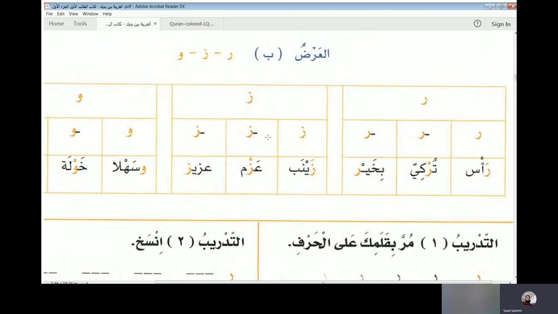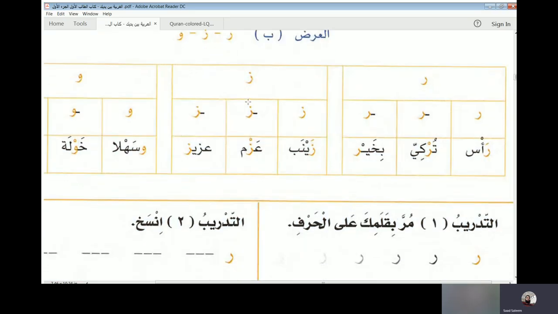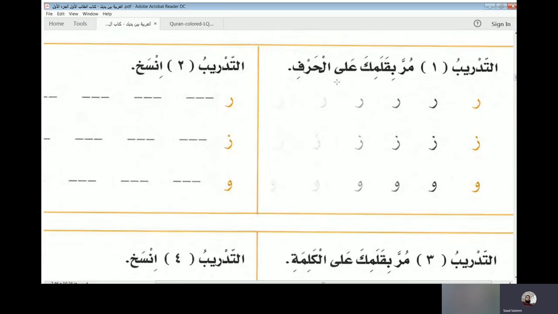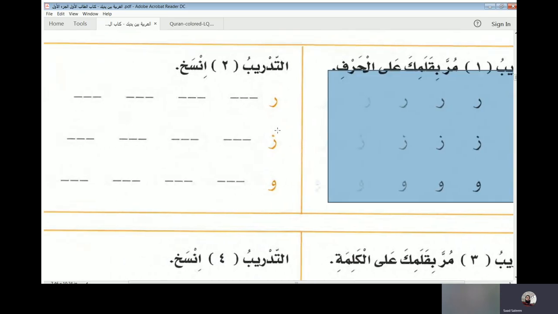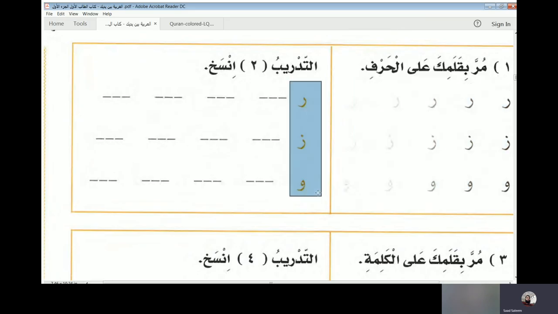Now we have Ra, Za and Wa. This time the base of the Ra and the base of the Za are under the line. So when you write this, remember that the base of Ra, Za and Waw is always written under the line. If you move your pen on these alphabets for writing practice, then you will write these alphabets on these blanks. Keep in mind that the base of Ra, Za and Waw will be under the line and the mouth of Ra, Za and Waw will be above the line, okay?